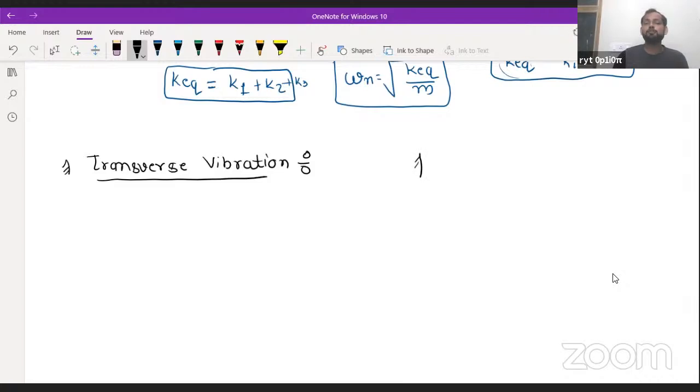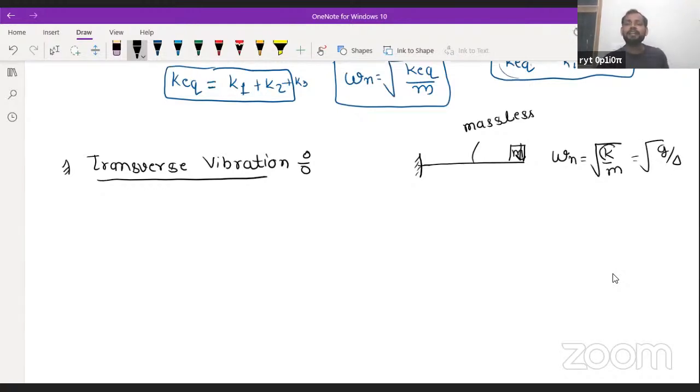So let us assume there is one beam, and one load is acting here, one mass is placed here, and this beam is massless. When you get the question, you will always get that the beam is massless and one mass is placed here. Then what is the natural frequency of the system? The natural frequency will be the same as root k by m, or root g by delta.